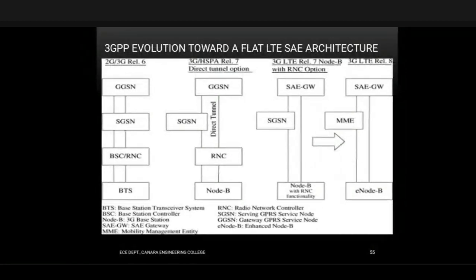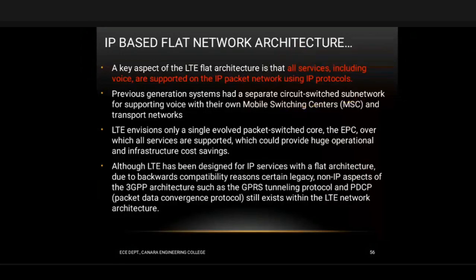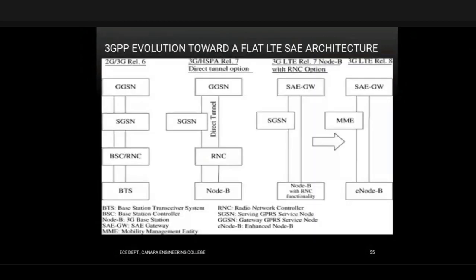SAE means system architecture evolution, SAE architecture. Now, from 2G to 3G release 6, we had this GGSN, which is gateway GPRS service node, which connects to SGSN, which is serving GPRS service node, and which connected to BSC or RNC, radio network controller, and then to base station transceiver system, which is the mobile tower. This was the traditional way of connection.